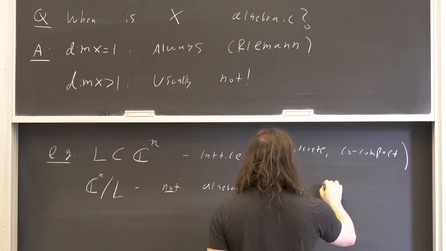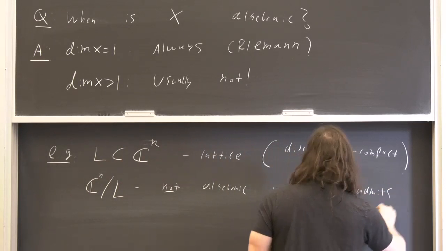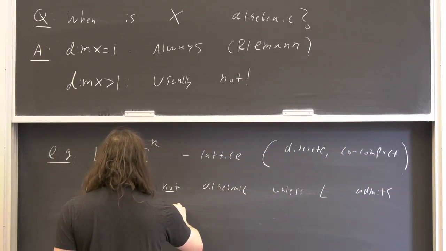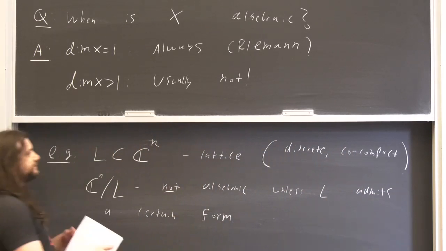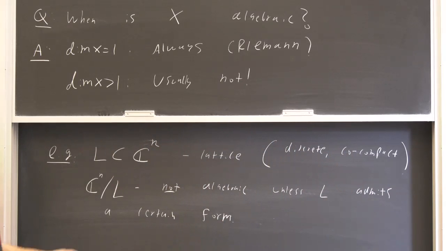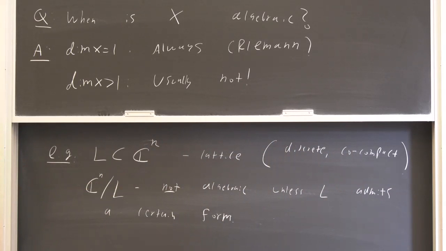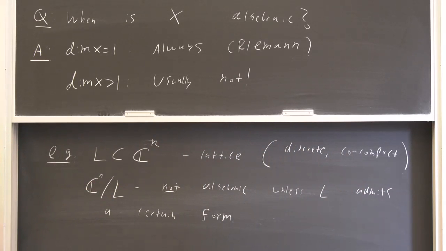Unless L admits a certain form. Once algebraic, it has the structure of an algebraic group, an abelian variety. If n is bigger than 1, most of the time it's not algebraic. And you can make various other examples as well.